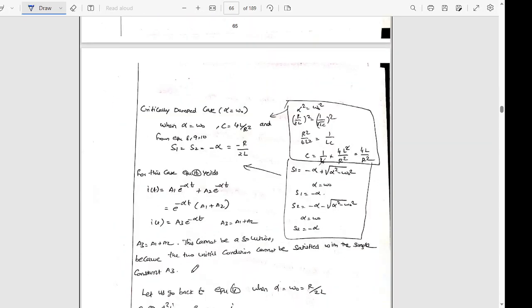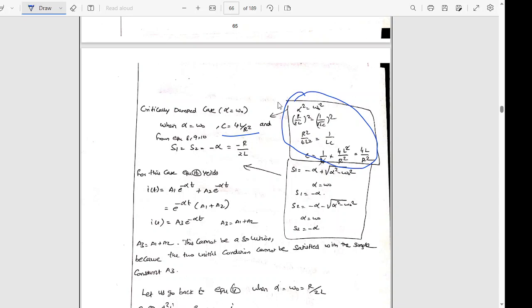So next, critically damped. For the critically damped case, alpha is equal to omega naught. So if alpha is equal to omega naught, we'll get C equal to 4L by R square. This is what I have solved here. If any doubts, just look at this. You can understand directly. I just substituted what alpha and omega naught are, and I came up with C equal to 4L by R square.